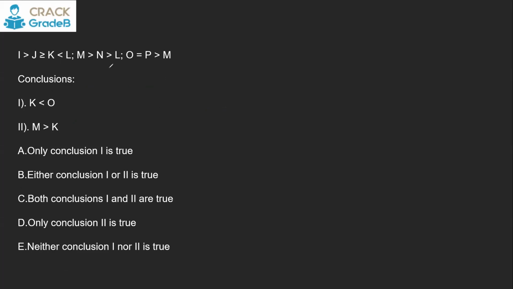K and O. K is here. L is here. There is M common between these two. So we can say K is less than L. L is less than M. And M is less than O. So O will be definitely greater than K. It's a correct statement. And between M and K, M will also be greater than K. That is also a correct statement. So both conclusions are true. Option number C.